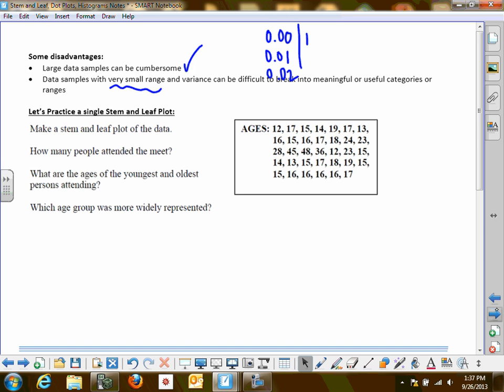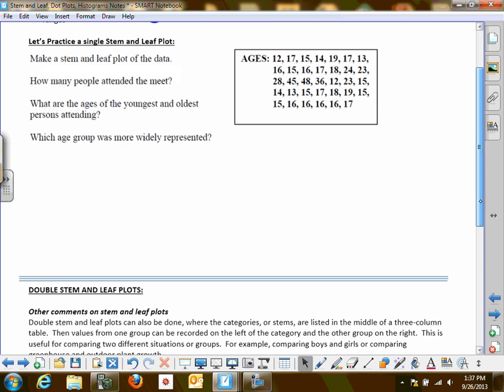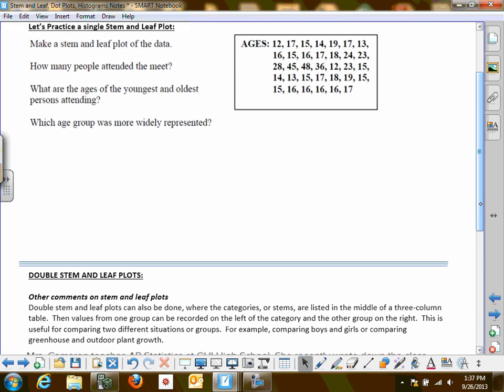So let's make a stem and leaf plot. Here we go. Here's some data of ages of people that attended a track meet. So let's make a stem and leaf plot for it. There we go. Here's my bar to separate my stem and my leaves. I do want to mention you typically want to have, say, 8 to 10 stems.